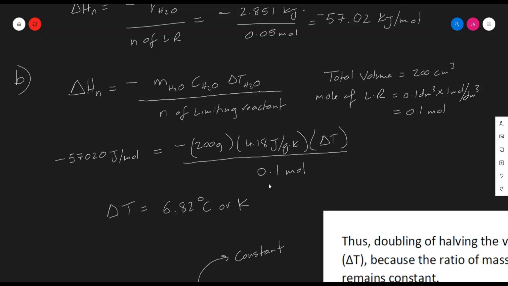Doubling the volume while keeping the concentrations constant has doubled the mass of the solution, as well as doubling the moles of limiting reagent. The new moles of the limiting reagent would be 0.1 decimeter cubed, which is 100 centimeters cubed, multiplied by the same concentration of 1 mole per decimeter cubed, which equates to 0.1 moles. Thus, the new limiting reagent moles when doubling the volumes is 0.1 moles, and the total volume has doubled to 200 centimeters cubed. Thus, both the mass and the moles have doubled, while all other values remain constant. If you calculate delta T, it would produce the same temperature rise as that in the experiment in the previous part of the question, part A, which was 6.82.